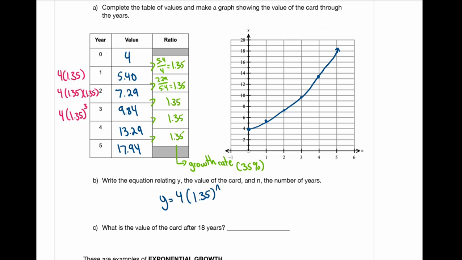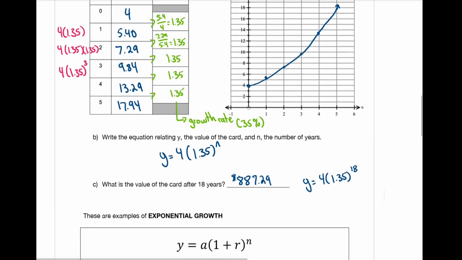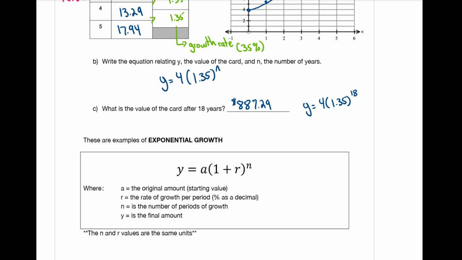So if I want to figure out the value of the card after 18 years, I do y equals 4 times 1.35 to the power of 18. And when I enter that on my calculator, I should get $887.29. So after 18 years, the card would be worth $887.29.